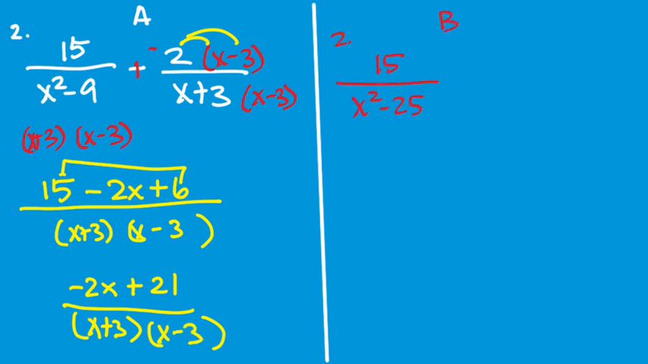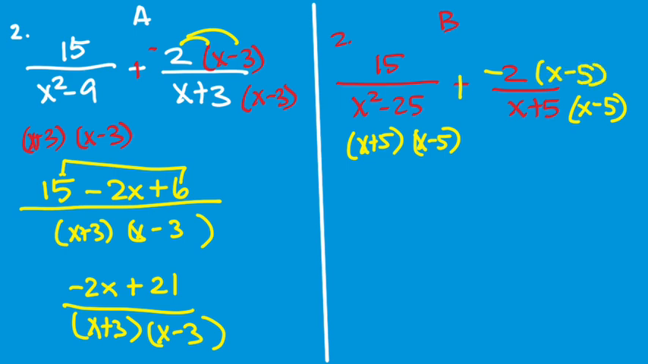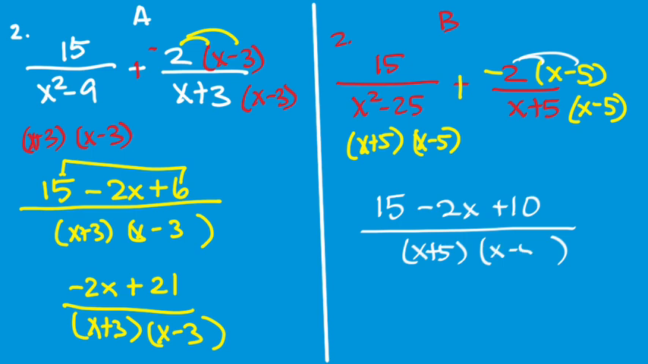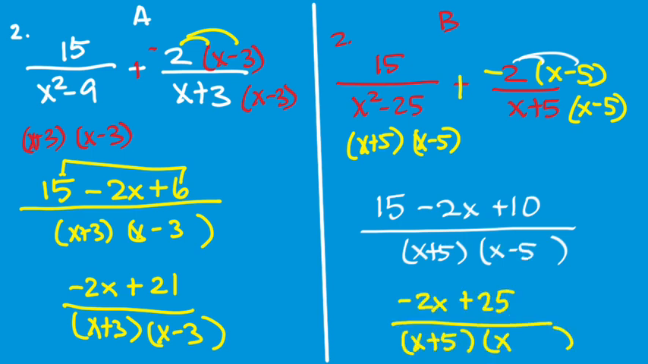On the B version, I do the same thing. I need to see that it's a negative, so I have to distribute that to make it an addition. I factor to see what is missing, and I multiply the top and bottom by that, and I finally combine my like terms. Again, we did these couple of questions in class, right?